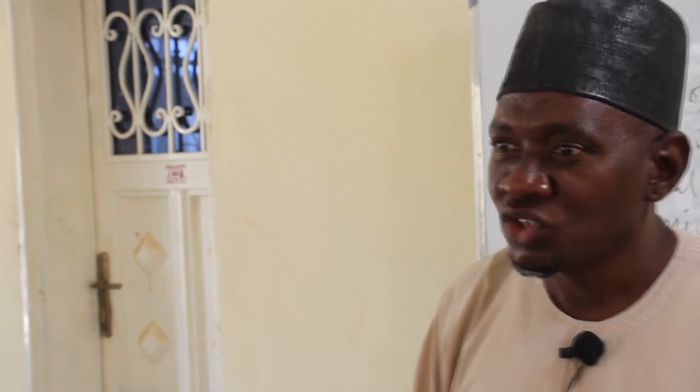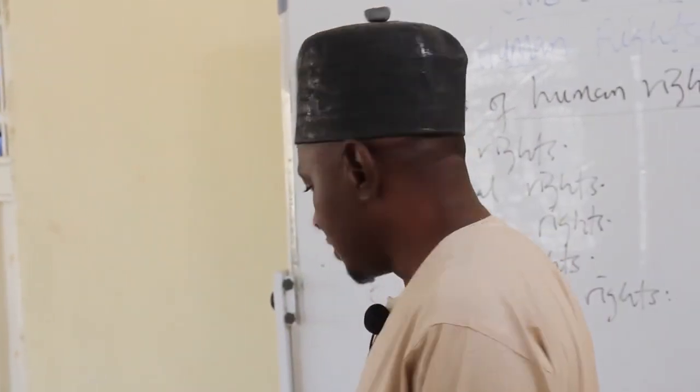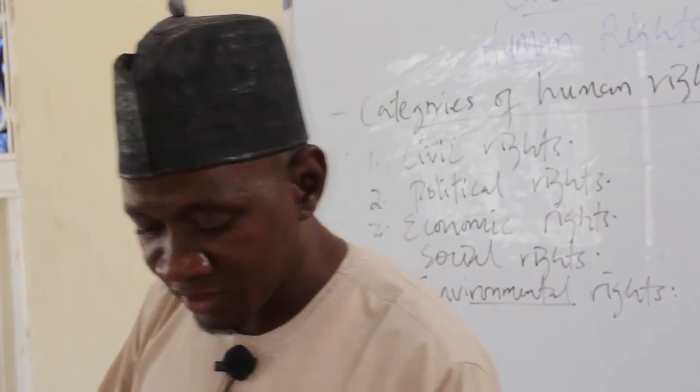An individual has a right to the various environmental resources, be it land resources, water resources, vegetation resources, forestry resources, and so on and so forth. So these are the 5 categories, and this is all we have under the topic human rights.